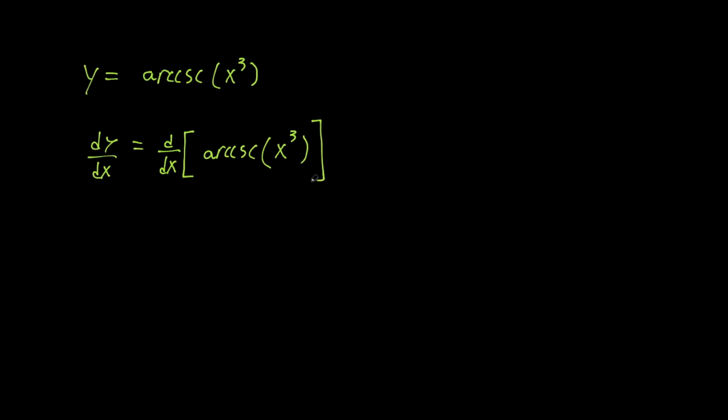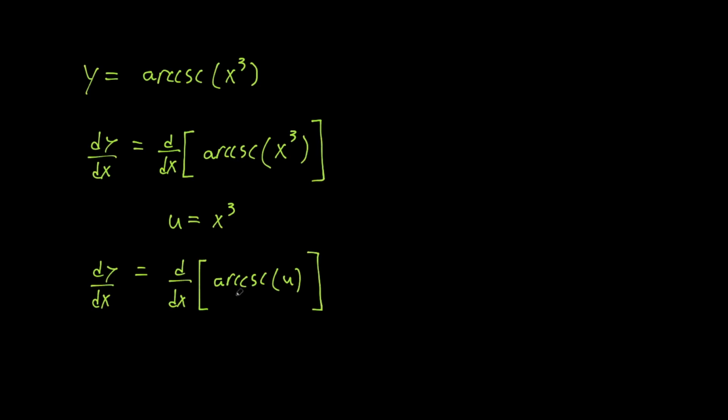And notice that we have a function of x to the third nested within the arc cosecant function, which means we'd like to work towards using chain rule. To set ourselves up, let's say u equals x to the third, and dy/dx equals d/dx of arc cosecant of u.